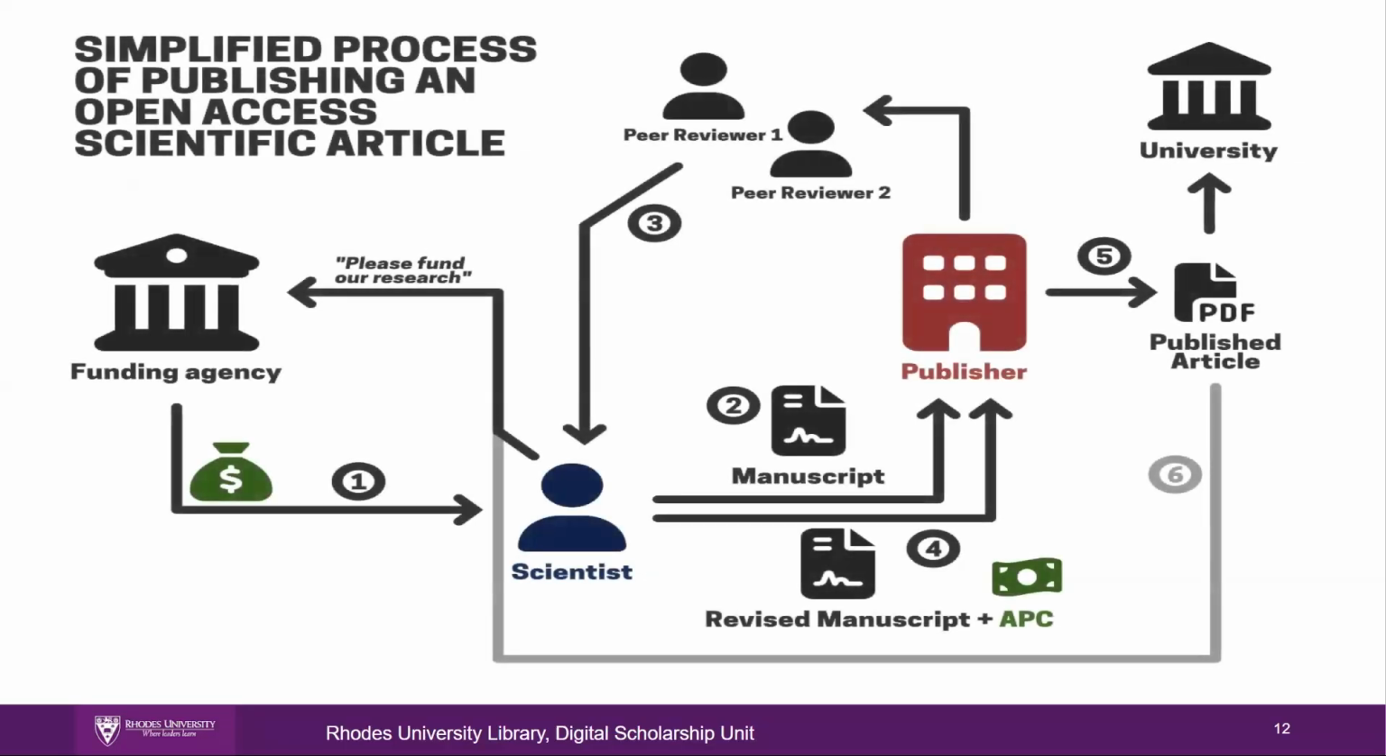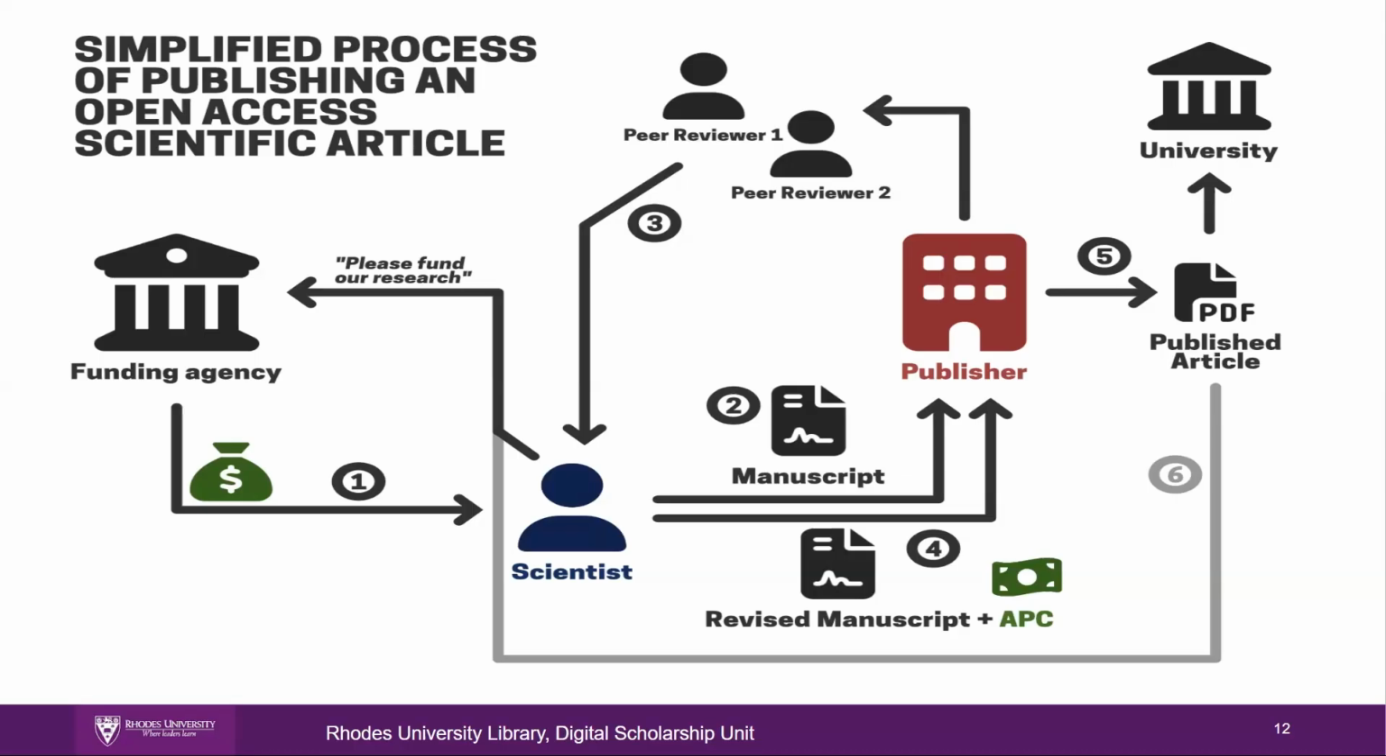Okay, so this infographic provides a snapshot of the different stages involved in publishing an open access scientific article. For example, what will usually happen is that a scholar or researcher will receive funding from a funding agency such as NRF. Once they receive funding, they will begin their research, where they start writing up their manuscript. Once they write up their manuscript, they need to choose a journal to publish under.